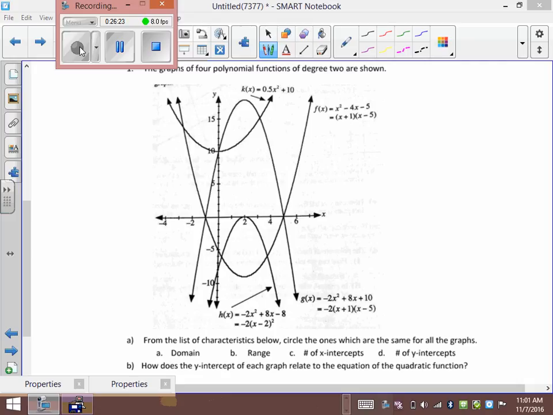Okay. So are the domains the same or not? You have arrows going like this, so they're going out in every direction to the right and to the left. So the domain is x ∈ ℝ. So yes, the domains are the same.